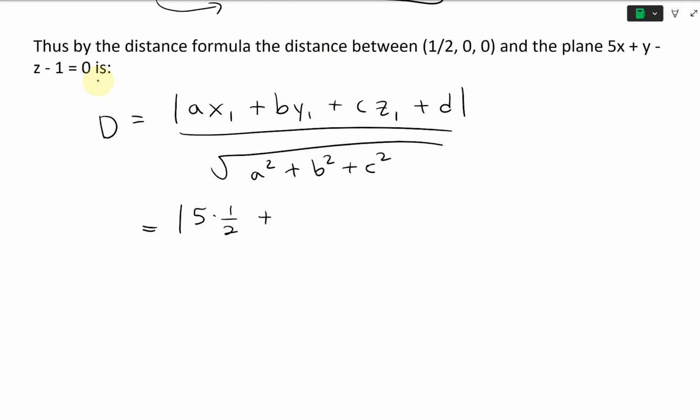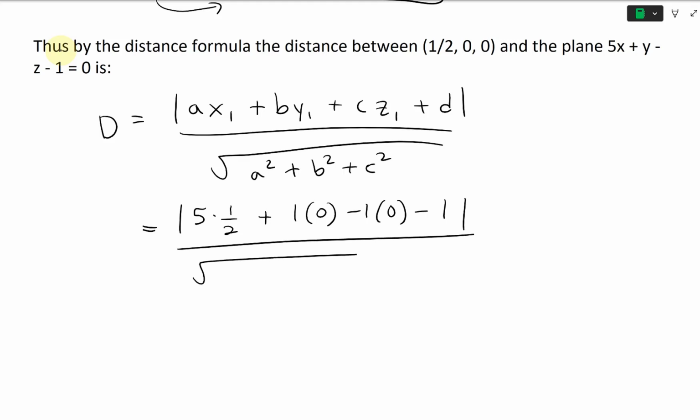And then plus b, which is 1, times 0, plus c, which is negative 1, times 0, and then plus d, which is negative 1, minus 1, like that. Alright, so we have all this in an absolute value, and then we divide this by the length of the normal vector: the square root of 5 squared plus 1 squared plus negative 1 squared, which is plus 1 squared, same thing.